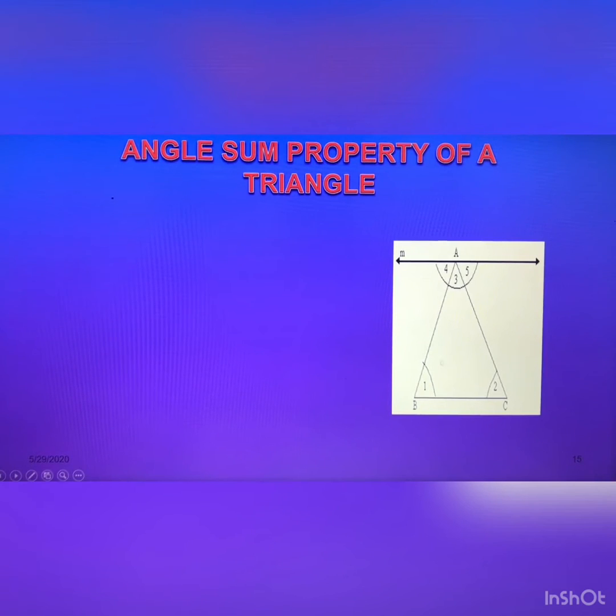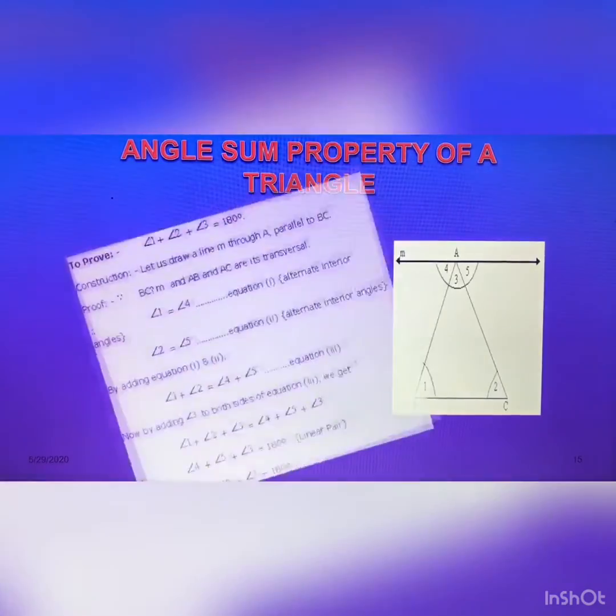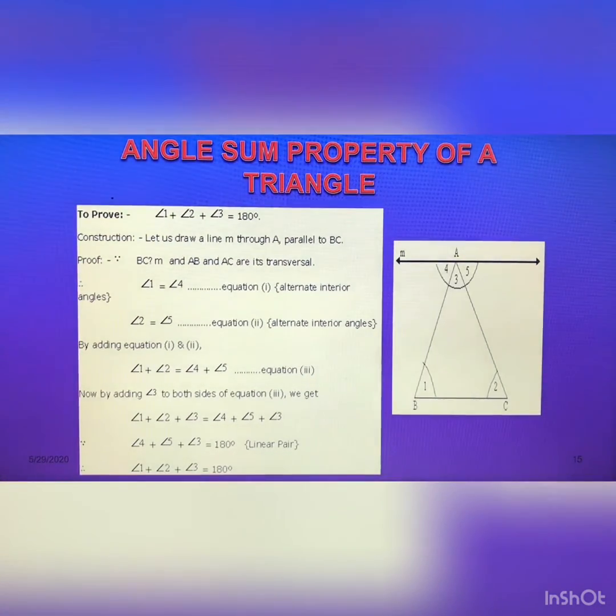Now we will draw a parallel line M to BC, and then we get angle 4 and angle 5 here. Then how can we prove that angle 1 plus angle 2 plus angle 3 is equal to 180 degrees? So let us try to understand. Our requirement is to prove that angle 1 plus angle 2 plus angle 3 equals 180 degrees. This is known as the angle sum property of a triangle.